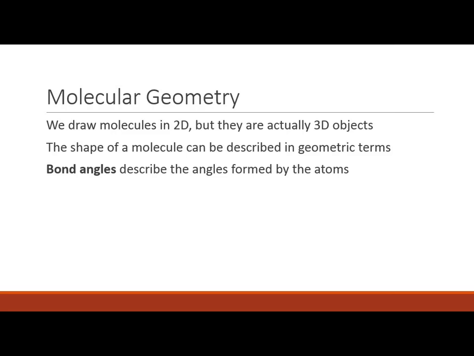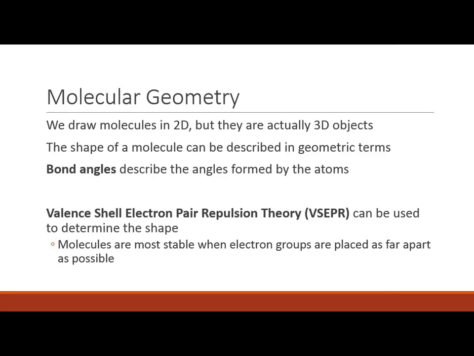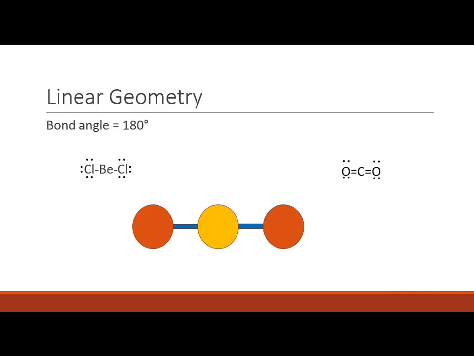In order to do this, we're going to use a theory known as VSEPR, valence shell electron pair repulsion theory, which sounds really fancy, but it basically just means that electrons are negative, right? And so electrons want to be as far apart from each other as possible due to those repulsive forces. So our job is to separate those electron groups as far apart as physically possible. We can do this by forming different shapes.